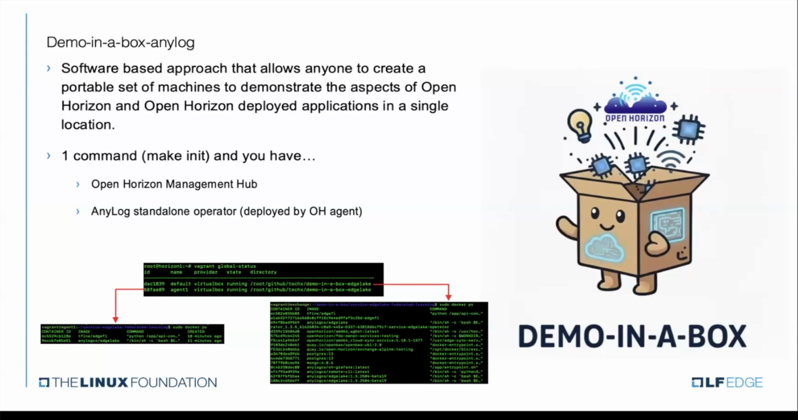So with one command, make init, you can have a fully functioning Open Horizon Management Hub and an agent registered with it running whatever service you might extend this demo in a box framework to. It's pretty easy to add a different service or deploy one of the Open Horizon services to. And that is what I am going to show today. This is going to be demo in a box expanded to deploy AnyLog operators and query nodes and master nodes.